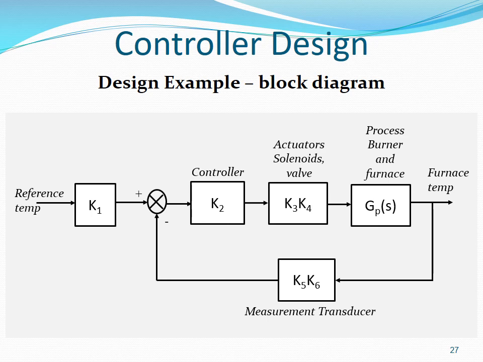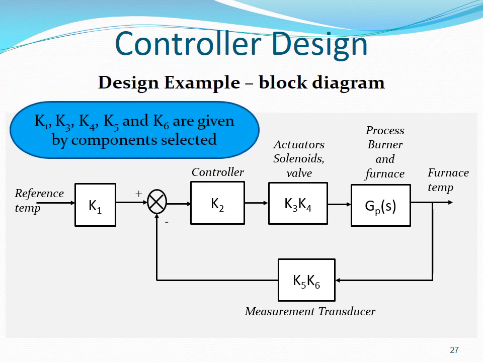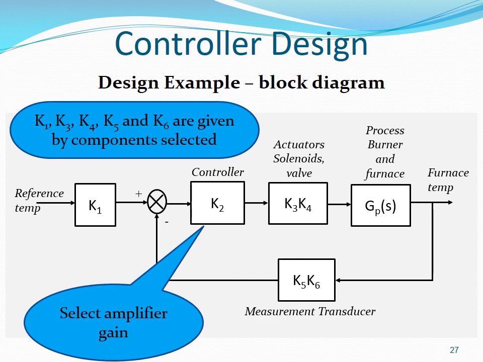Thus, the block diagram to represent the system. K1, K3, K4, K5, and K6 are given by the components selected. K1 comes from the input transducer. K3 and K4 come from the actuators, solenoids, and the valve. K5 and K6 come from the thermocouple and the signal conditioning circuitry. K2 is selected to make the system meet the required specifications.